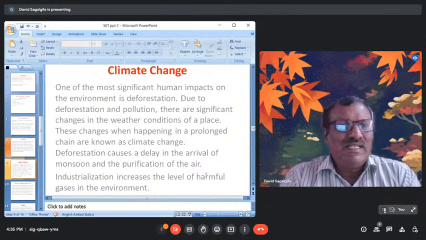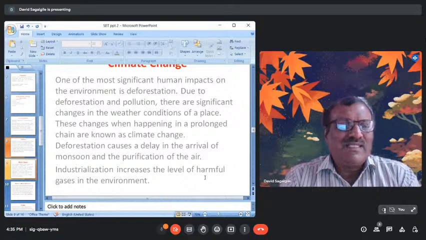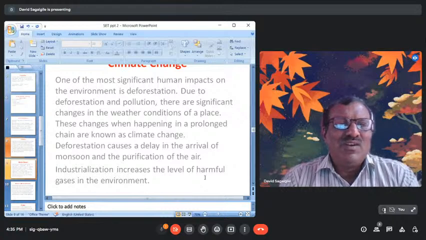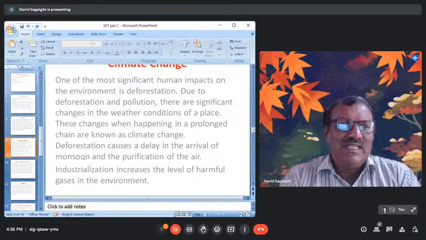Industrialization increases the level of harmful gases in the atmosphere. Now, the more the industries, the more the pollution it is causing into the environment, which is a very, very serious factor.